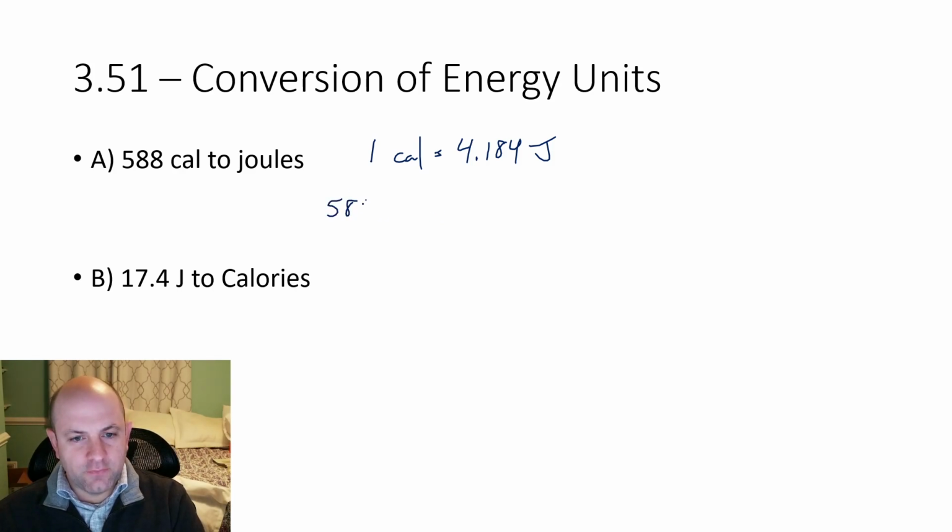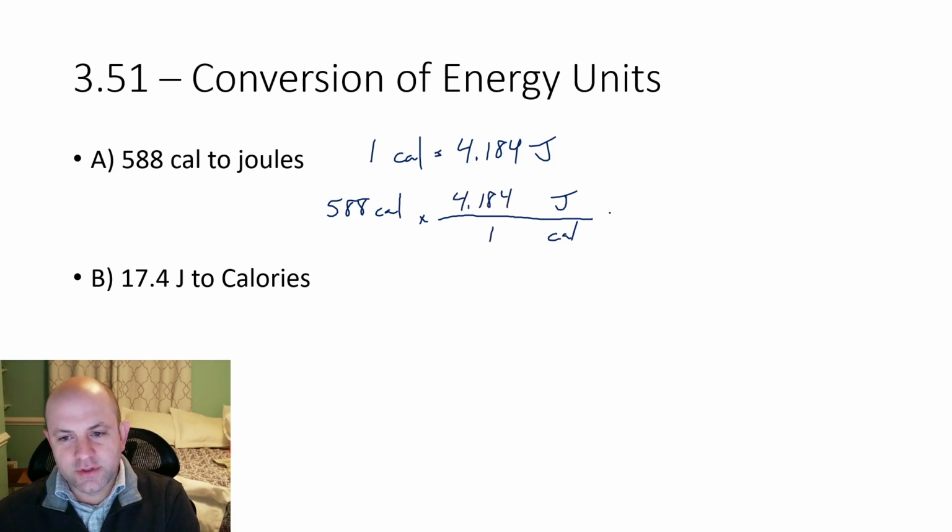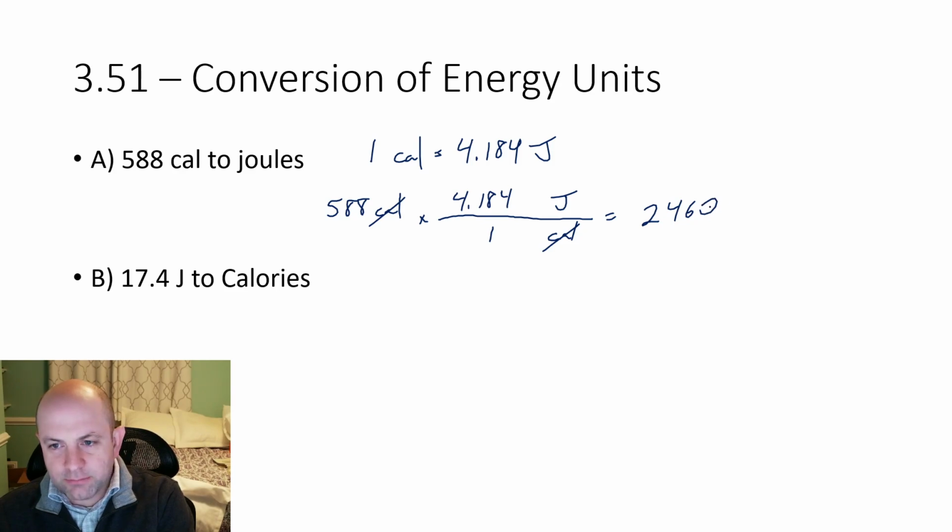okay, 588 calories is our given. We'll multiply by the conversion factor. Calories goes on the bottom. Joules will go on the top. And then we can plug in our numbers. 1 calorie is 4.184 joules. And from that, okay, it's on top. We're going to multiply. Calories will cancel out. So 588 times 4.184. And we get that it's 2,460 point stuff joules.